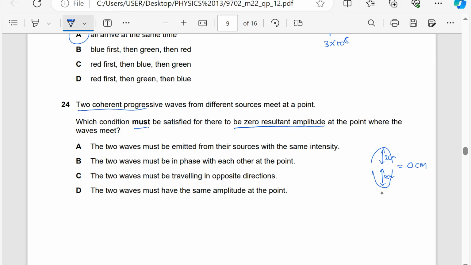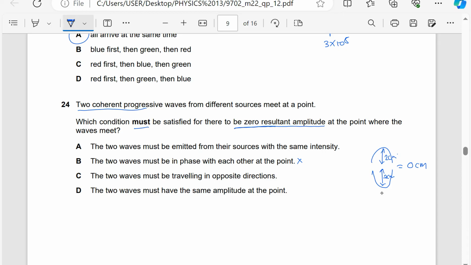So the two waves must be emitted from their sources with the same intensity. The two waves must be in phase with each other at that point. But of course, being in phase is not enough to produce zero resultant amplitude. It can result in a maximum amplitude. So this is out.